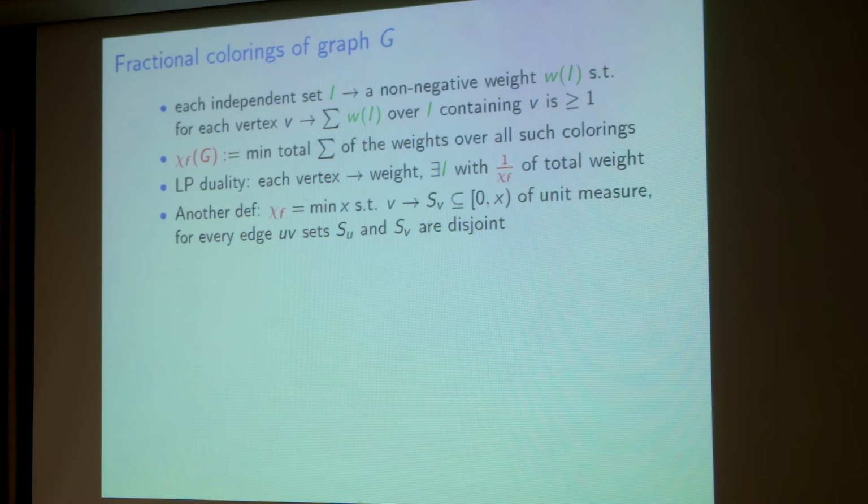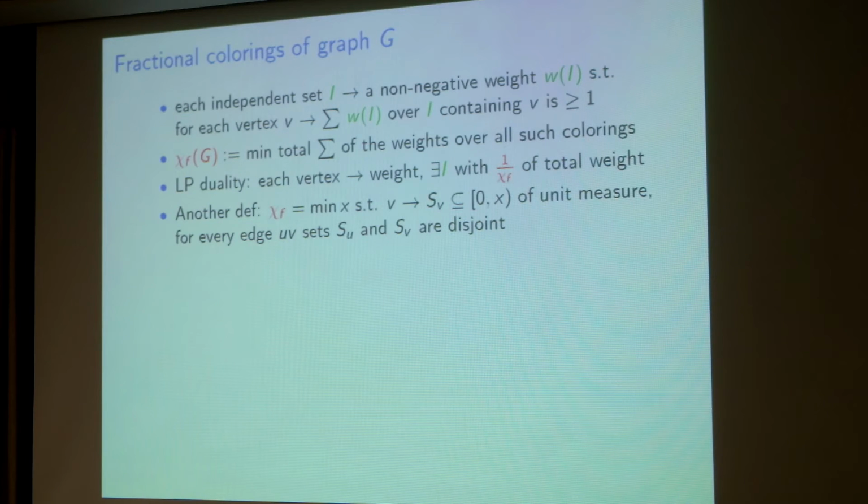So take an interval from 0 to x, and to each vertex v assign a measurable subset of your interval that will have a unit measure. And now, what you want is that if I look at vertex u and v, and I look at the set that was assigned to the vertex u and the set that was assigned to vertex v, those two sets will be disjoint.